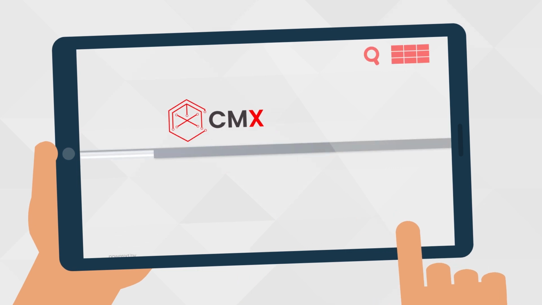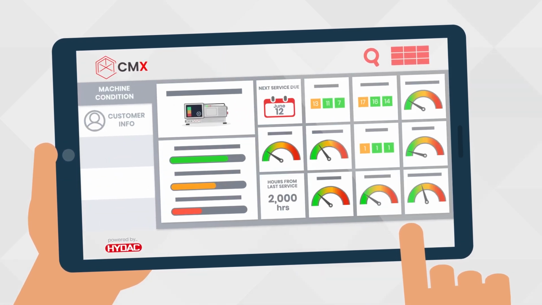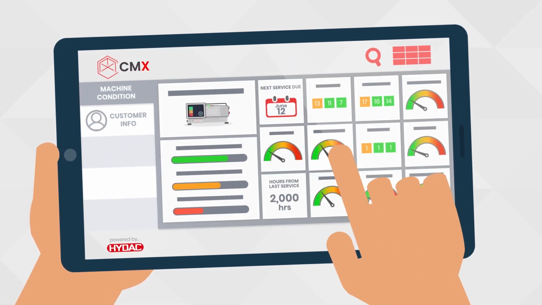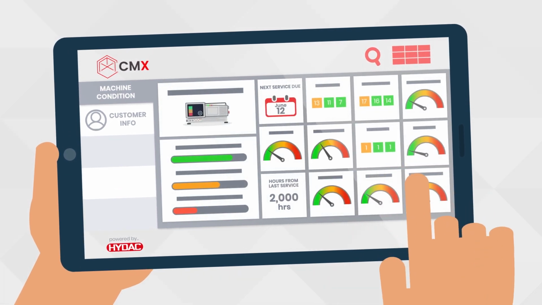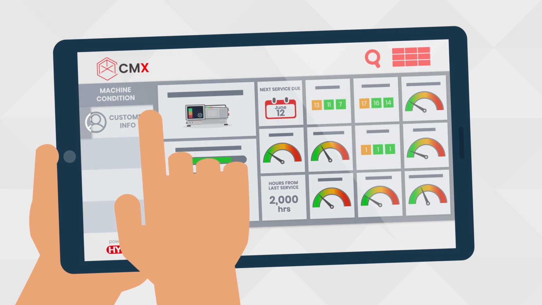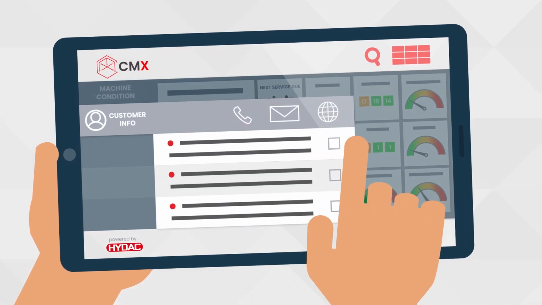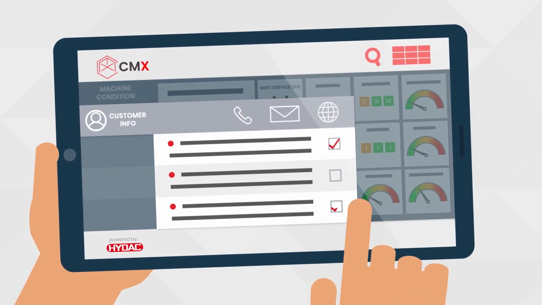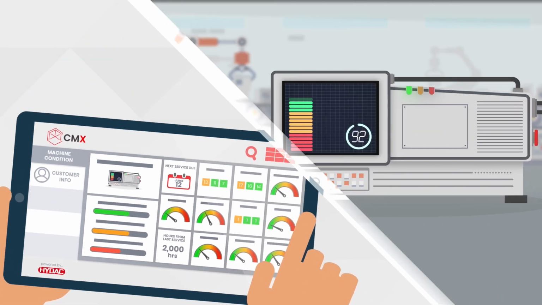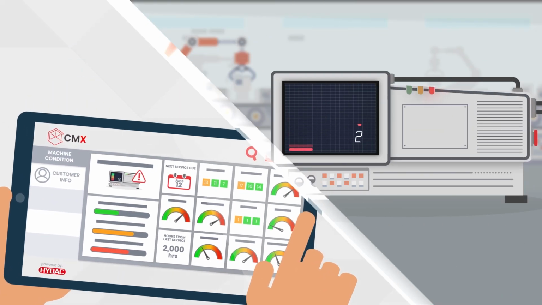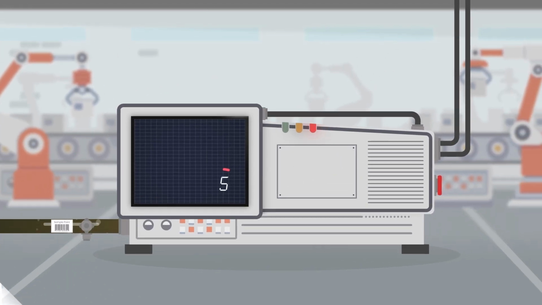CMX allows you to benefit from HYDAC's extensive fluid engineering experience and expertise by analysing and interpreting the fluid condition data. We will then work with you to find the best way to solve any identified issues and integrate any required solutions to ensure your machine is always maintained to the highest possible standard.